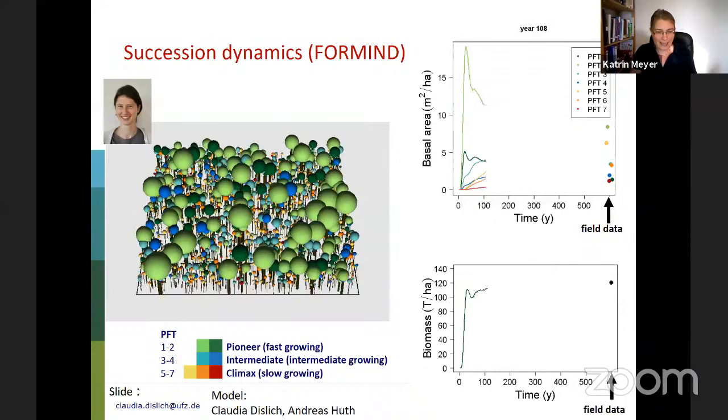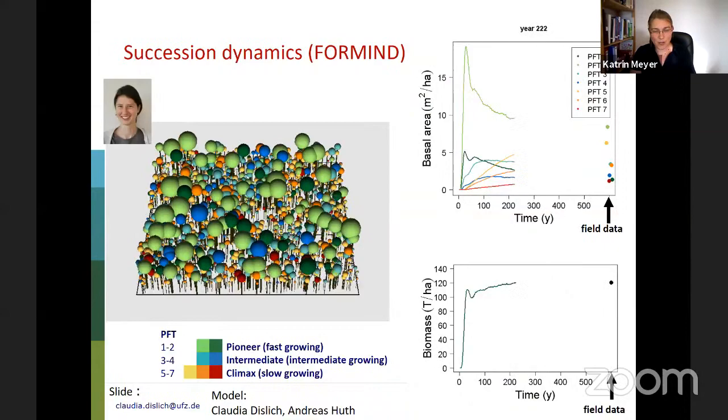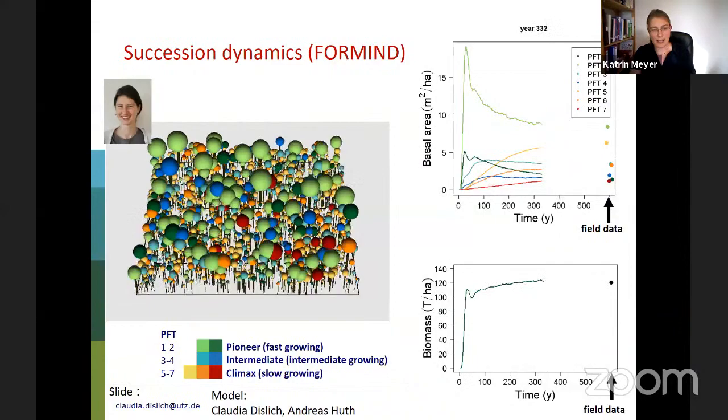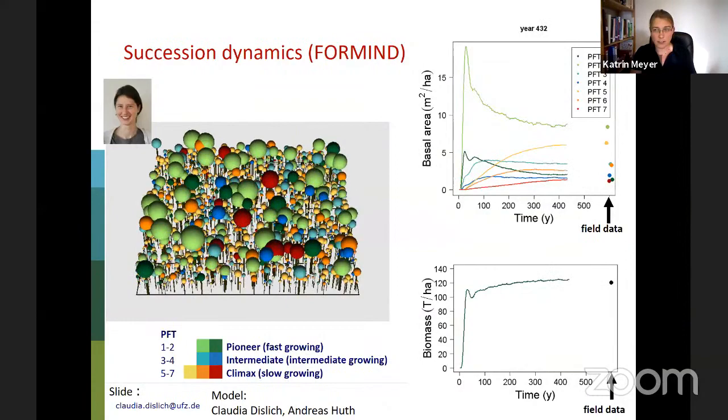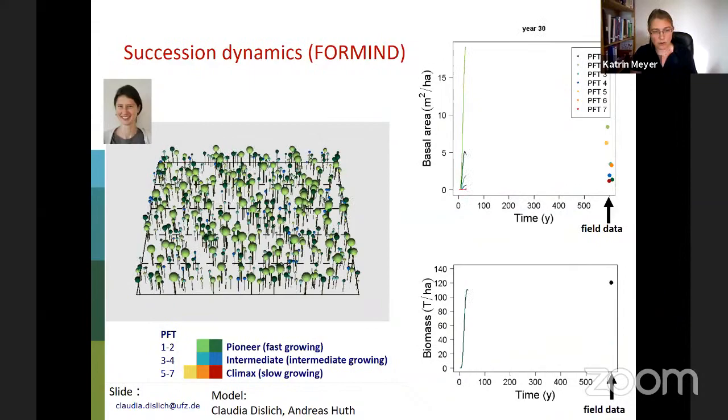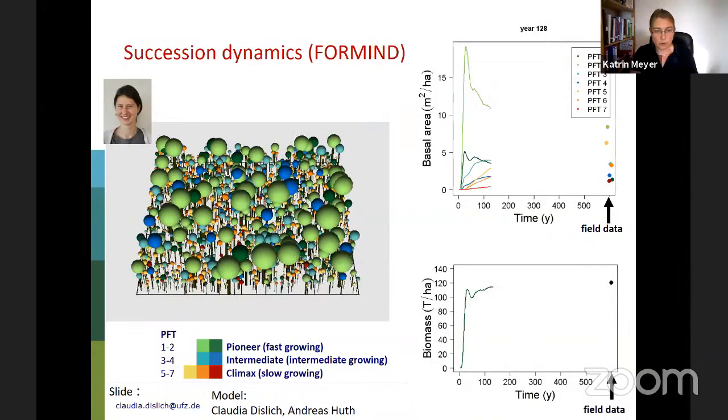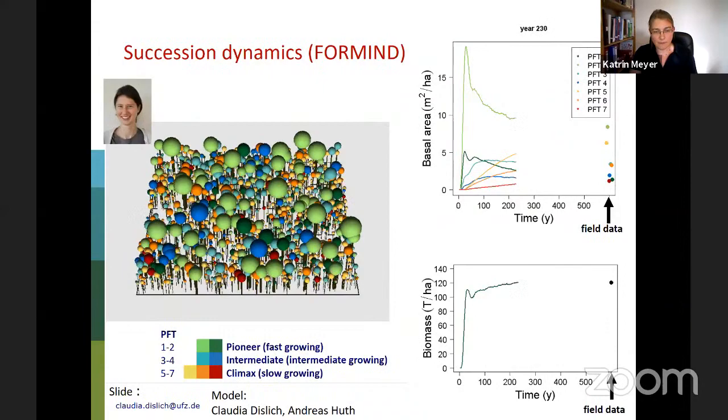And if you now focus on the simulation visualization, you see different colors. So we look at the plot of tropical forests, and all the green colors are trees that belong to the pioneers, to the fast growing plant functional types. PFT stands for plant functional type. The warm colors, yellow and orange and red, are for the climax species, like the slower growing types. Blue is intermediate growing plant functional types. And this is inspired by data from Ecuador, actually.